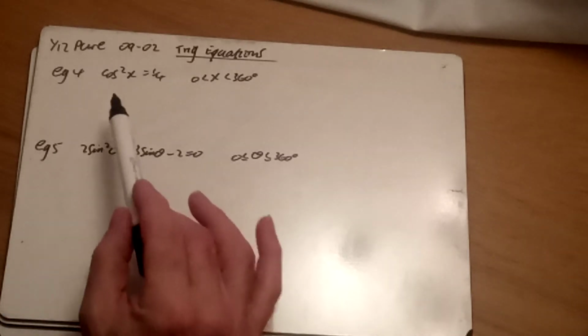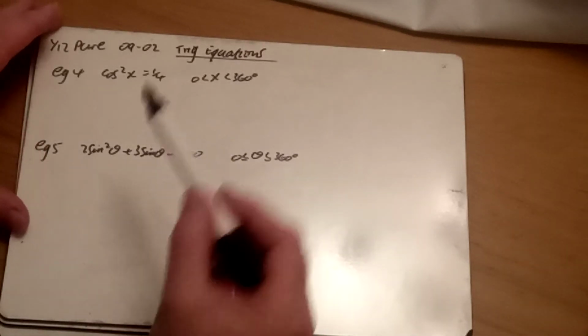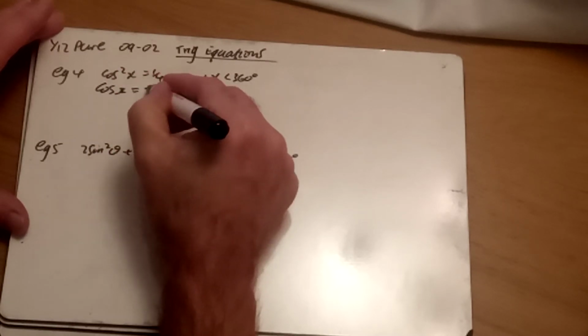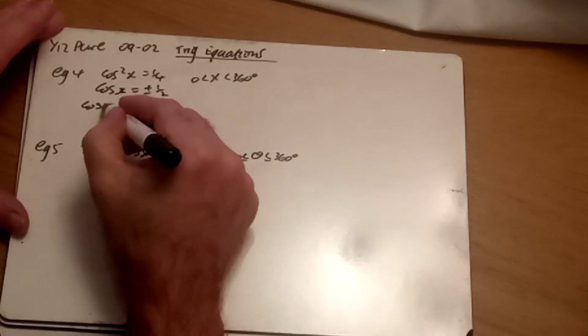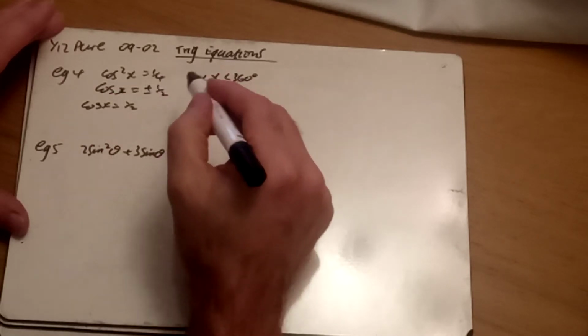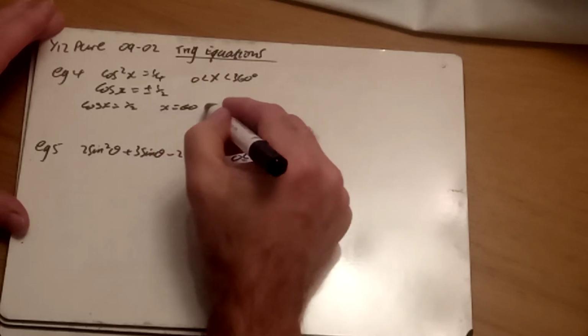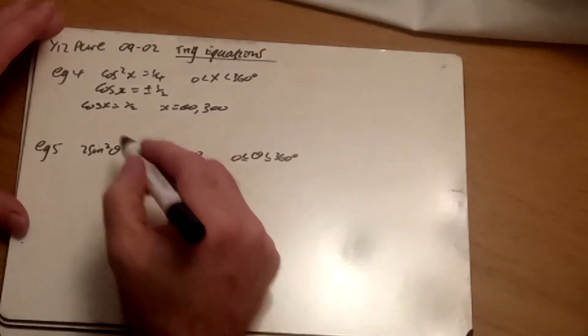So we'll start off with this one first. Cos squared x is a quarter, x lies between 0 and 360. So the first thing I'm going to do is square root it. And because I'm square rooting it, I'm going to remember to do plus minus a half. So cos x equals a half, x equals 60 degrees, and my second solution, the outer 360, so it's 300.